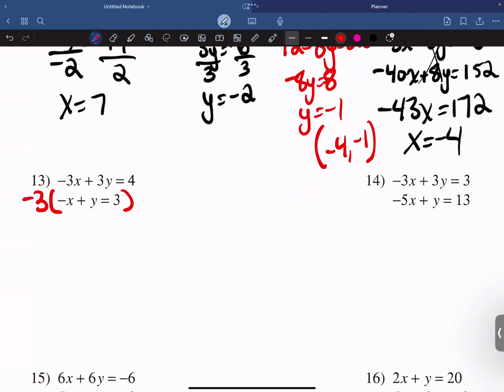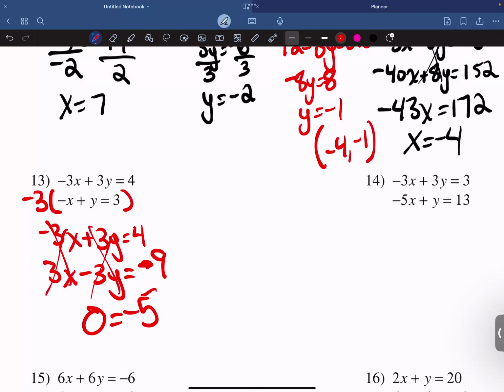Negative 3x plus 3x becomes 0. 3y minus 3y becomes 0. Oh, 0 equals negative 5. Is that a true statement? Well, we can't solve for these variables. We've realized that now. This answer is no solution.